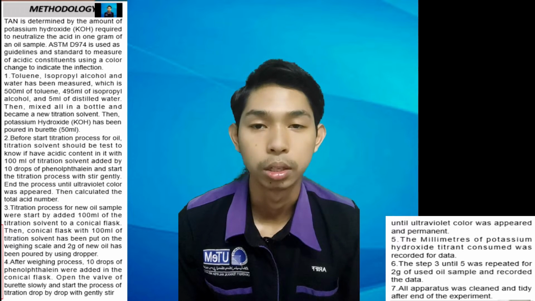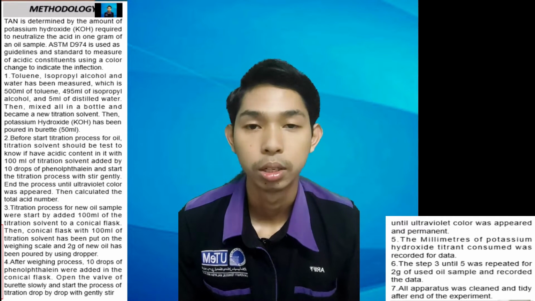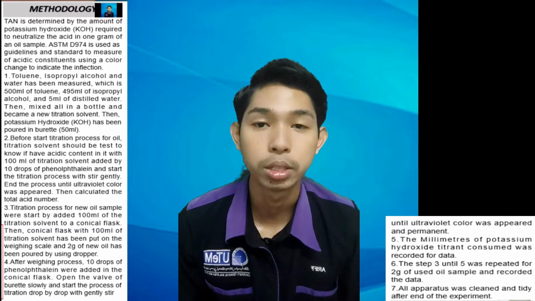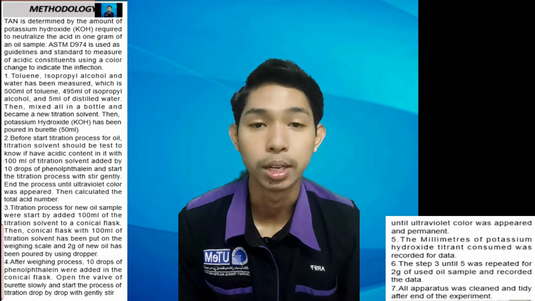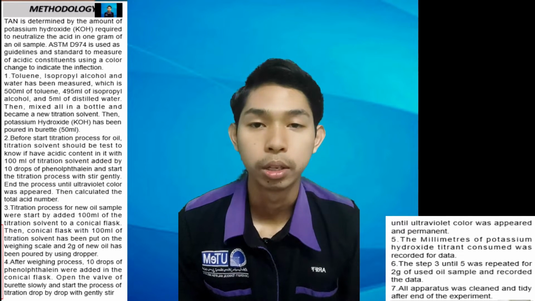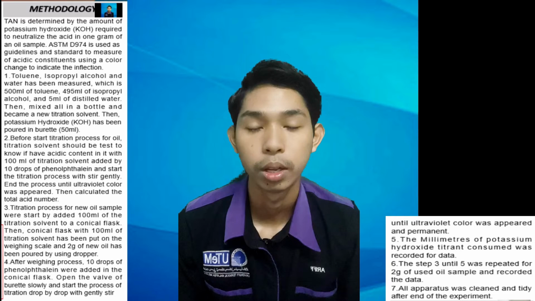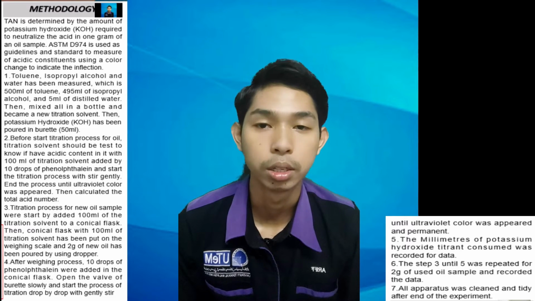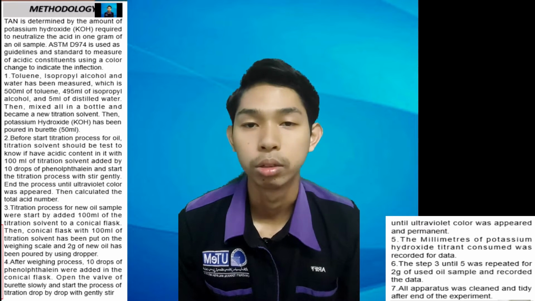Before starting the titration process for oil, the titration solvent should be tested to know if it has acidic content in it. 100 ml of titration solvent is added with 10 drops of phenolphthalein, and the titration process starts with gentle stirring. End the process when the color appears. Then calculate the total acid number.